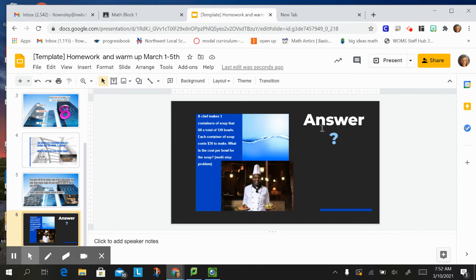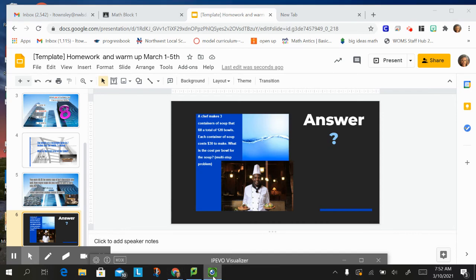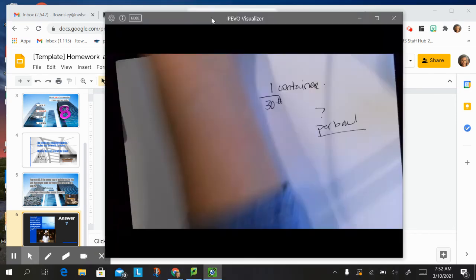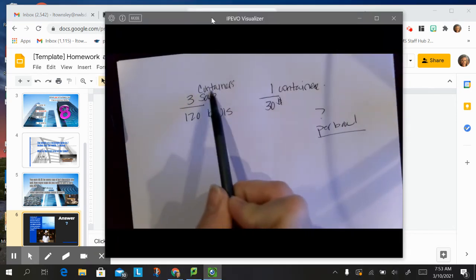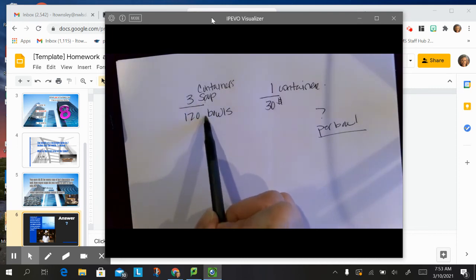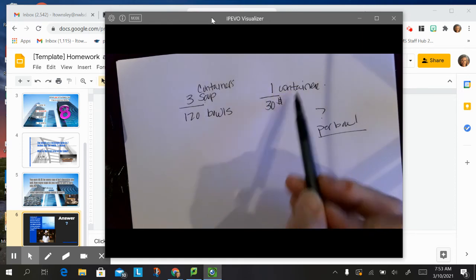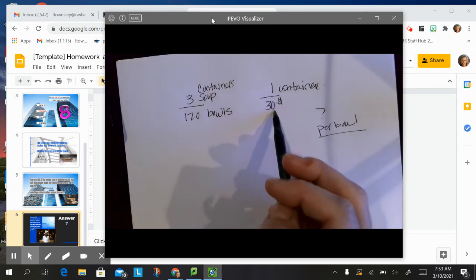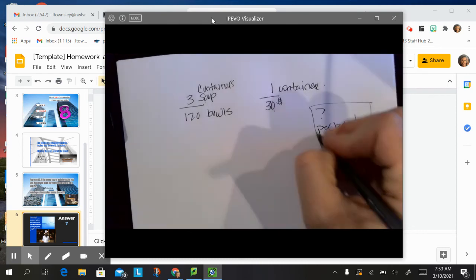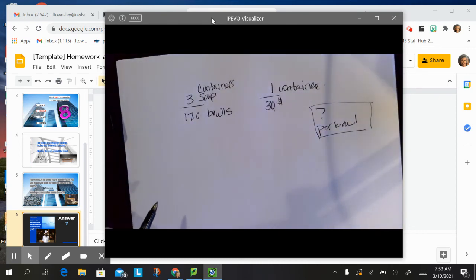All right, and then what is the cost per bowl for the soup? Okay, they want to know per bowl. All right, so I'm going to flip you over to my other page. Here we go. I wrote down what they told me. There's 3 containers of soup that the chef makes, and it makes 120 bowls, okay? They also told me this information. 1 container of soup is $30, okay? And the question is, the chef wants to figure out how much it is per bowl, okay?